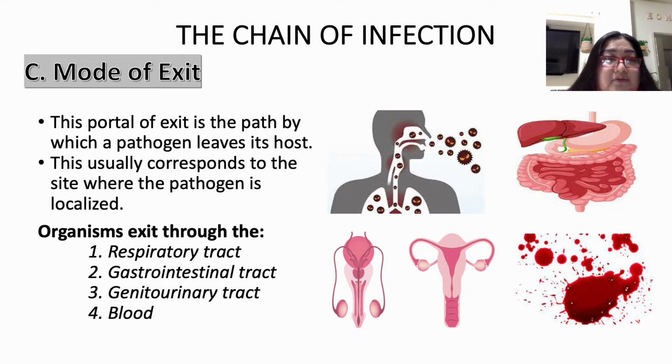Organisms exit through, number 1, yung respiratory tract, pag bumabahing, pag umuubo. Second, the GI tract, through feces. Third, genitourinary tract, through the urine or reproductive secretions. And lastly, through the blood.